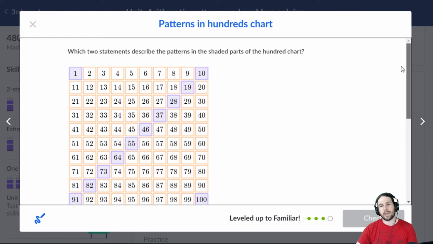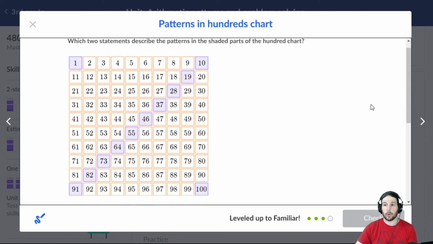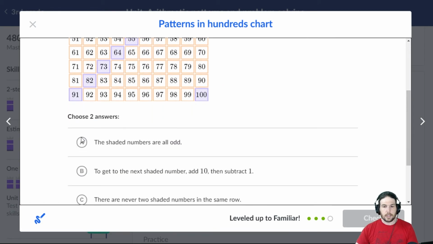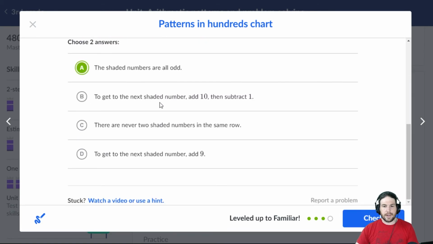Oh, so we're not necessarily coming up with a rule. That makes sense. Because that's adding 9. Oh yeah, it's adding 9 all the way up. 1, 10, 19, 28, 37. I'm a math teacher. I know these things. So the shaded numbers are all odd. To get to the next shaded number, add 10 and then subtract 1. Well, that's the same thing as adding 9, right?